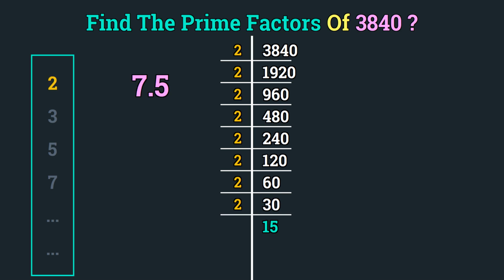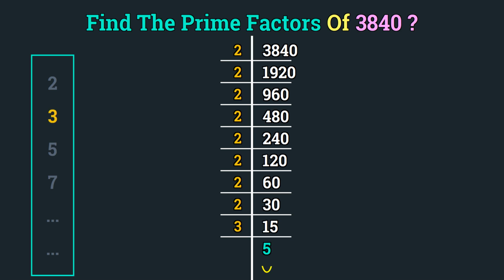Dividing 15 by 2, the result is not an integer. Since the result is not an integer, we will try to divide by the next number. Dividing 15 by 3, which equals 5. So 15 divided by 3 equals 5.